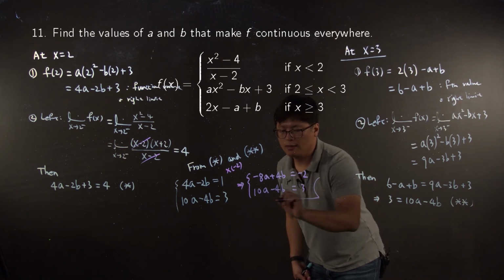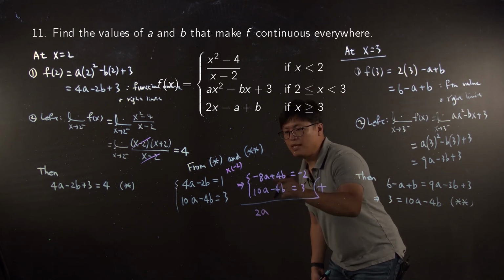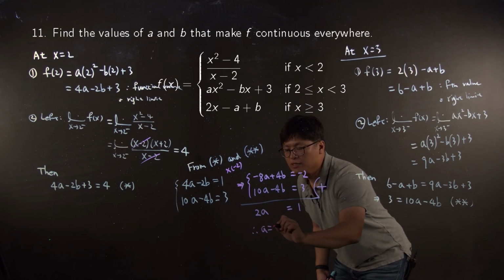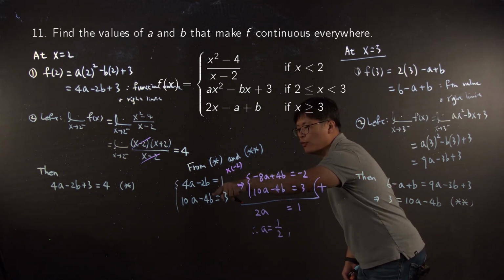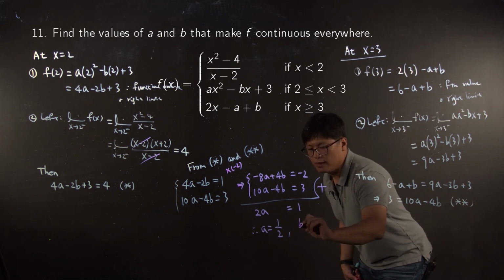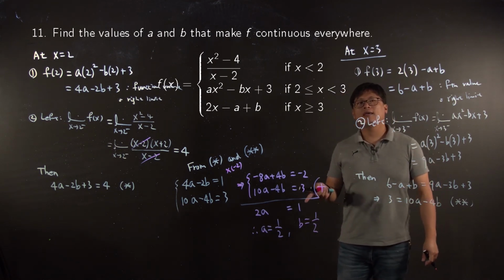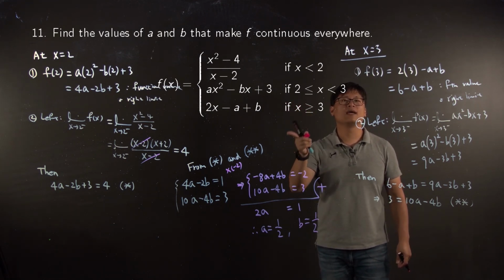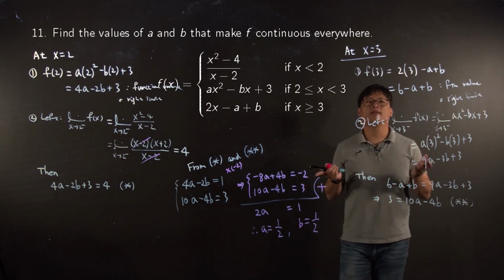And then add up. Your a term will be 2a, the b term is gone, and the right-hand side is equal to 1. Then I can easily find a is equal to 1/2. Plugging this back into any of these equations, it doesn't matter, we find b is 1/2 as well. What does that mean? As long as a and b are both 1/2, your piecewise defined function will be continuous at x equal to 2 and x equal to 3 as well. In other words, your function will be continuous everywhere.